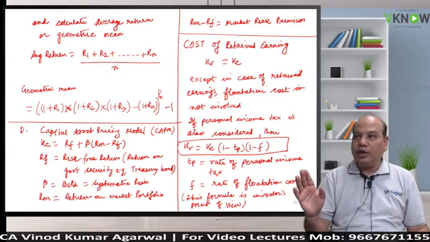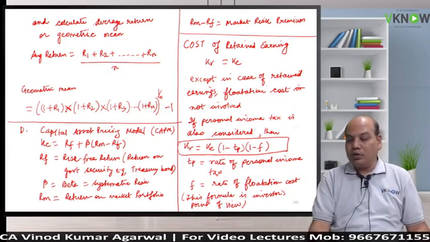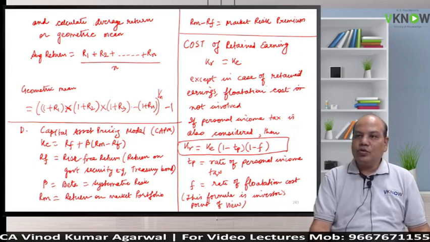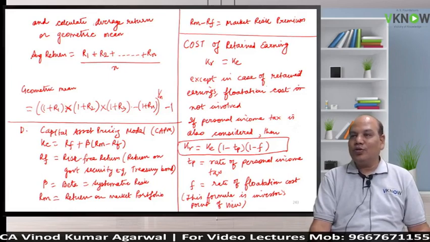Otherwise, for retained earning, the formula will be the same as cost of equity. Retained earning represents the opportunity cost of the equity shareholder. So, cost of retained earning is taken the same as cost of equity. But the benefit of retained earning is that there is no flotation cost. Is it right?